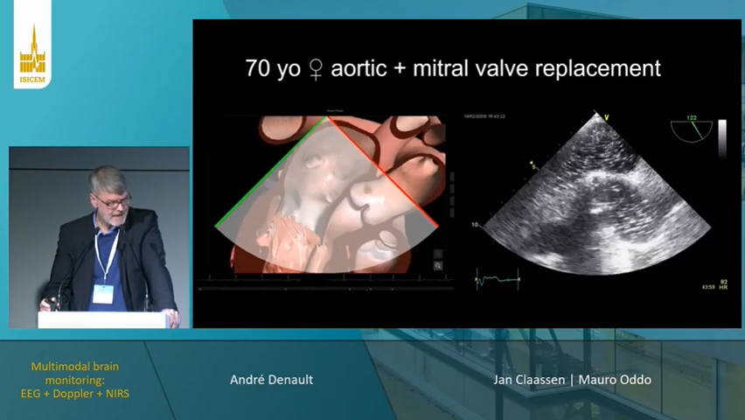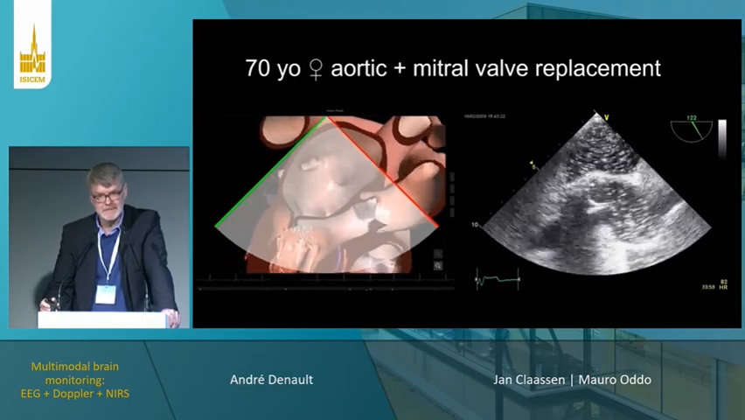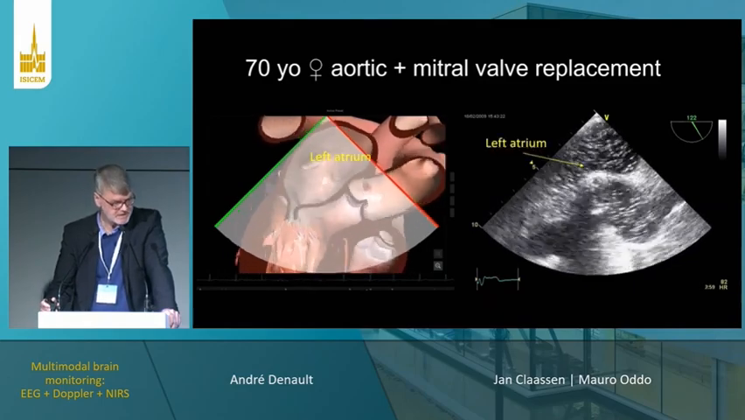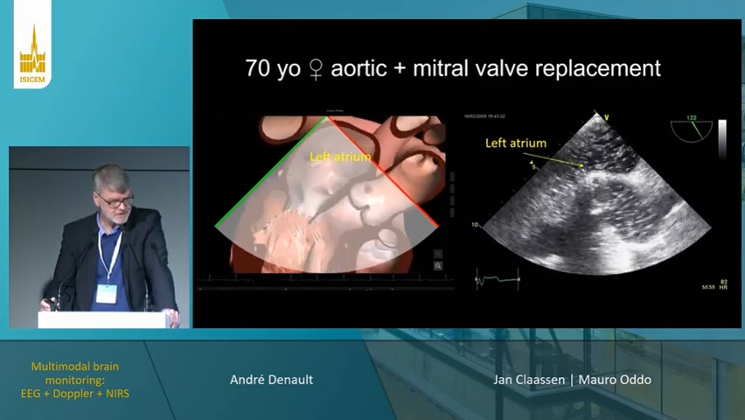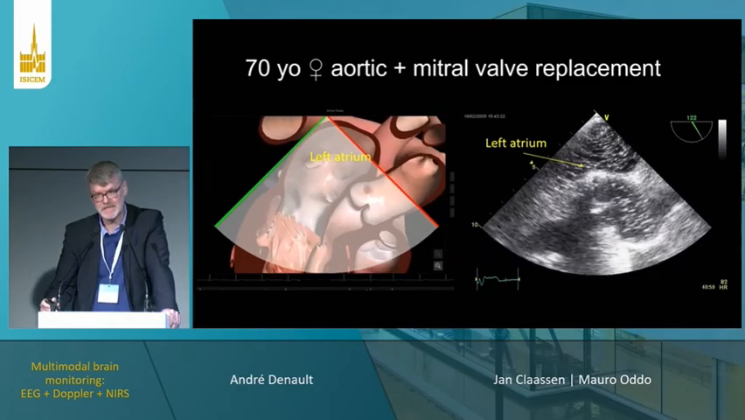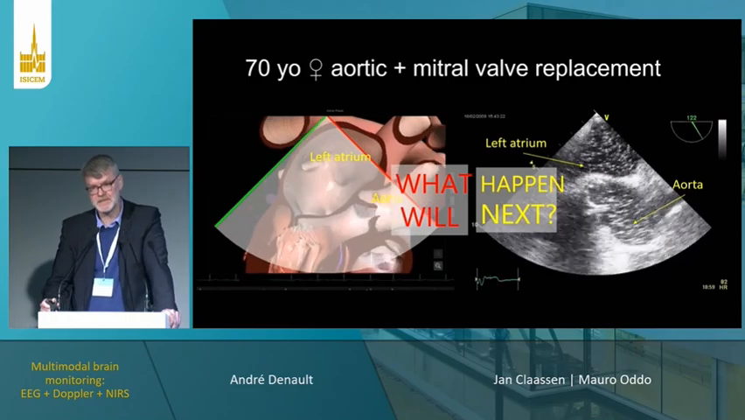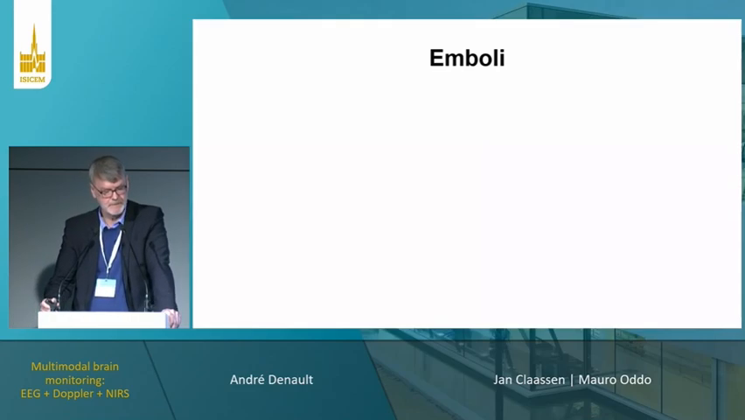Sometimes it can happen when you're coming off bypass that you'll have a lot of air in the heart. So this is a mid-esophageal long axis view, and you see air in the left atrium and the aorta. And you wonder, when you see this, what will happen next in those patients?